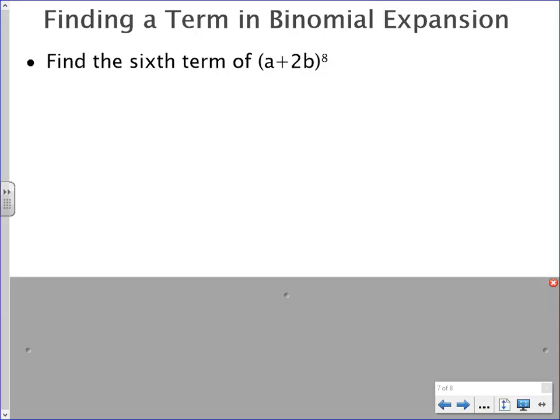I want the 6th term from a plus 2b raised to the 8th. Okay, please turn to your neighbor and decide how you think we should set up the 6th term for this expansion.